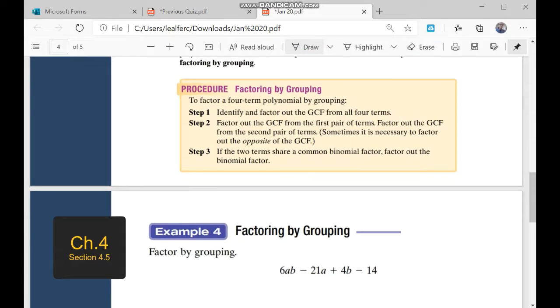Read here the procedure, factoring by grouping. And I know when we read this procedure here, usually we don't understand. But then we apply it to the example and it's a bit easier to understand, right? Let's read quickly and then work on the example.